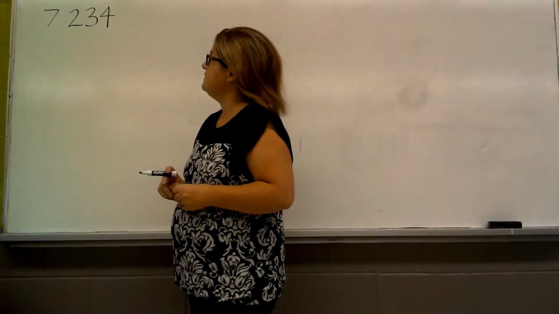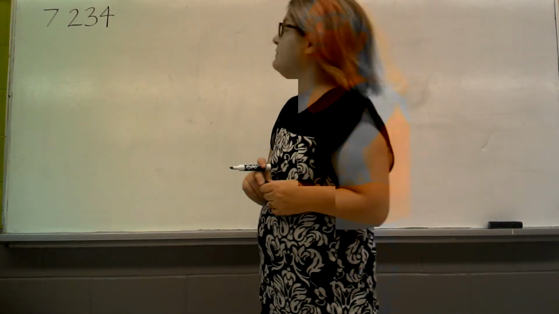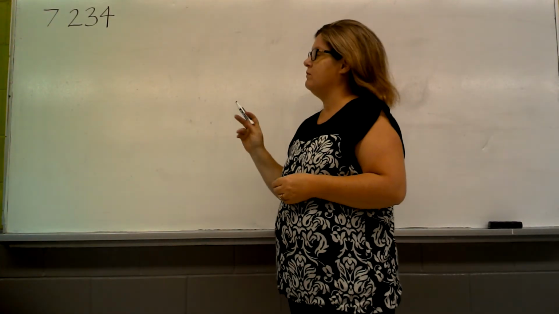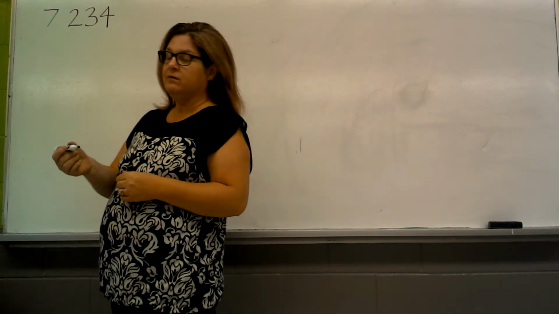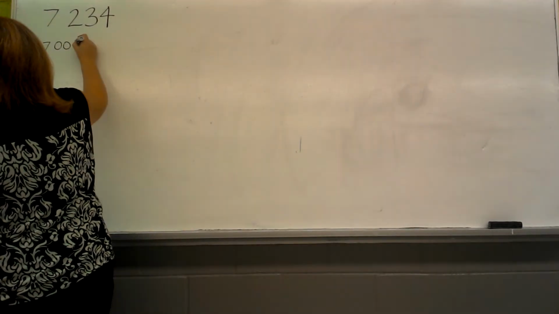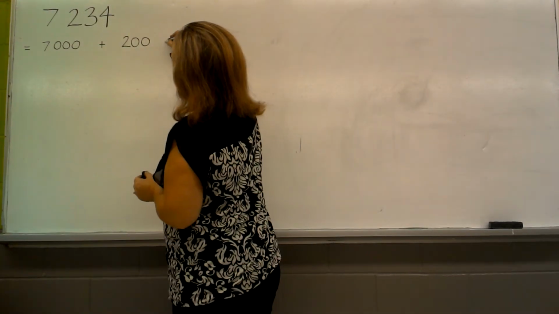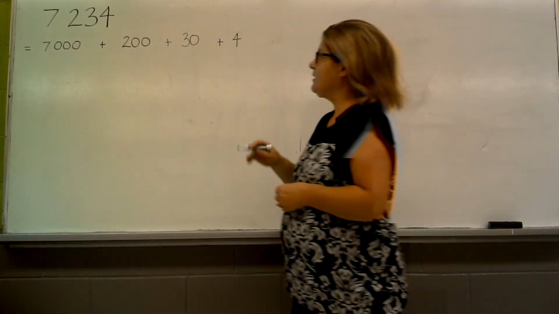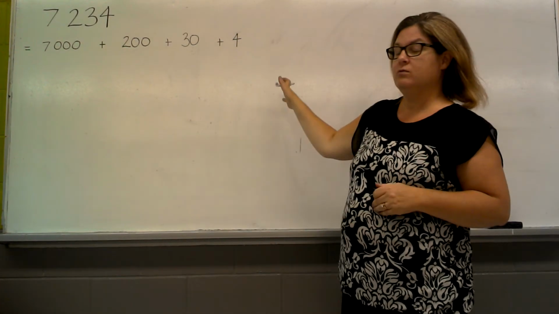Today we're going to continue with our study of numbers in expanded form. So we're going to jump right in by looking at the number 7,234. You should be familiar with breaking that down into 7,000 plus 200 plus 30 plus 4. And we can see each of the numbers represented by their place value.